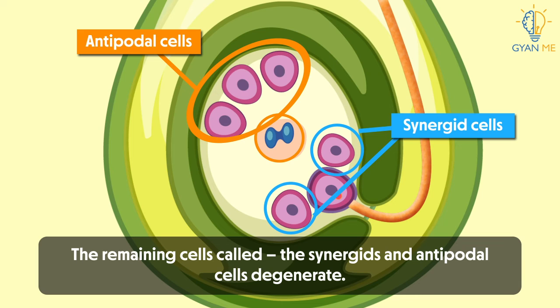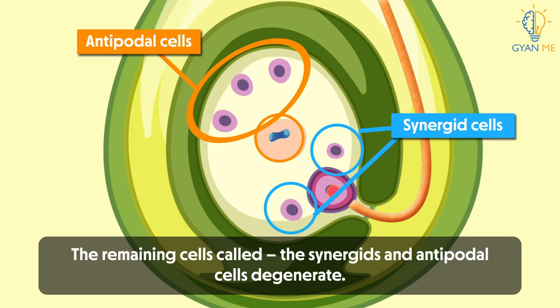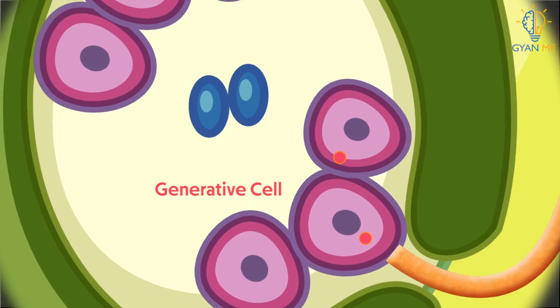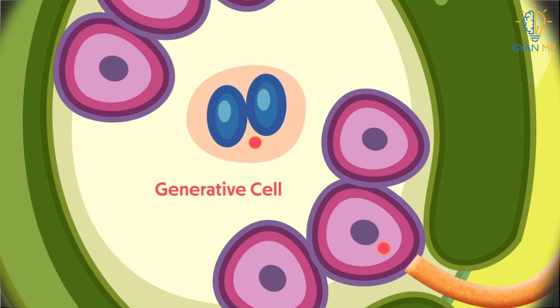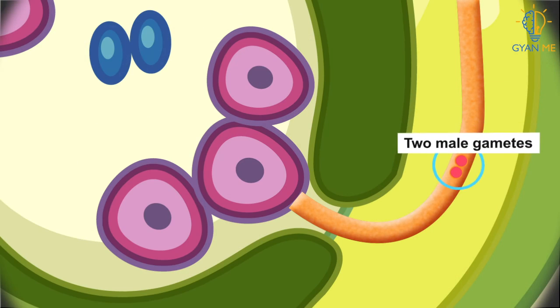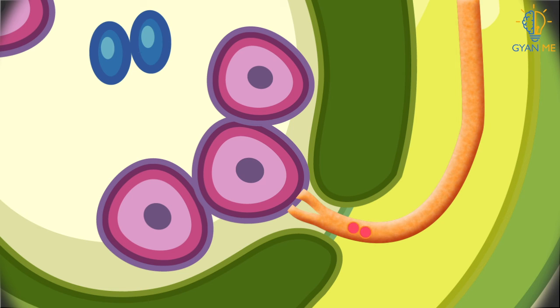But this does not mean that they are functionless. Well, antipodals guide the developmental process and the synergids perform two functions. One, they provide nourishment for the movement of generative cell towards the polar nuclei. And second, they guide the entry of generative cell within the embryo sac.